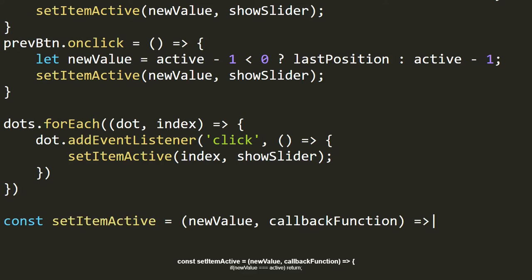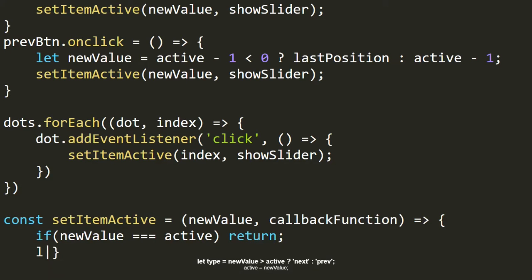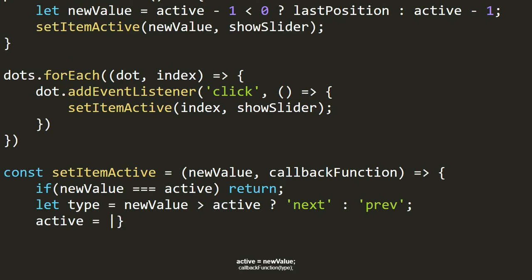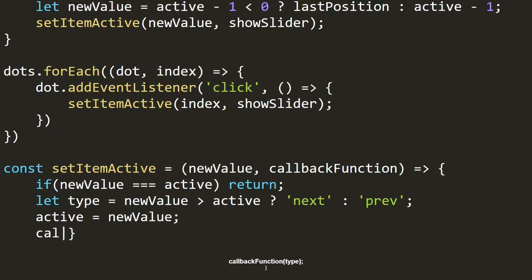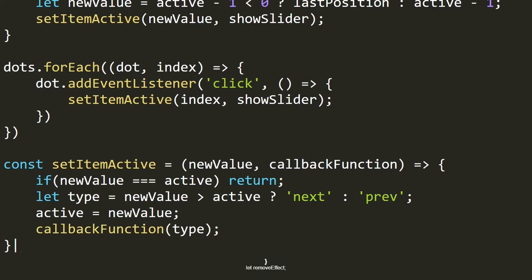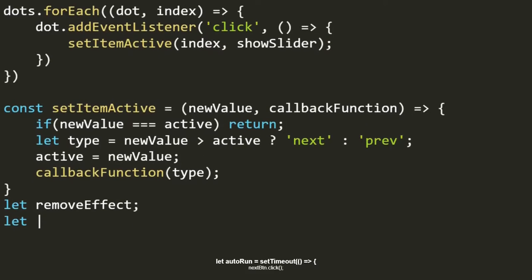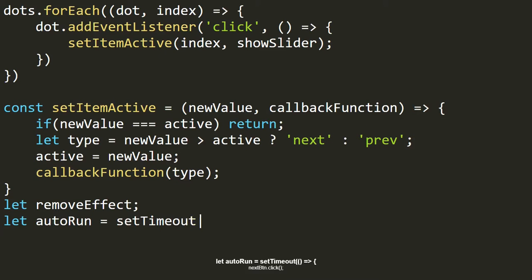Define the function setItemActive with new value. Callback function: check if new value is equal to active and return if true. Determine the type, next or prev, based on the relationship between new value and active. Update active to new value. Call the callback function with the type.